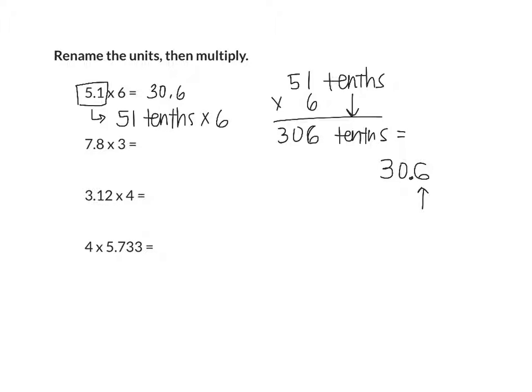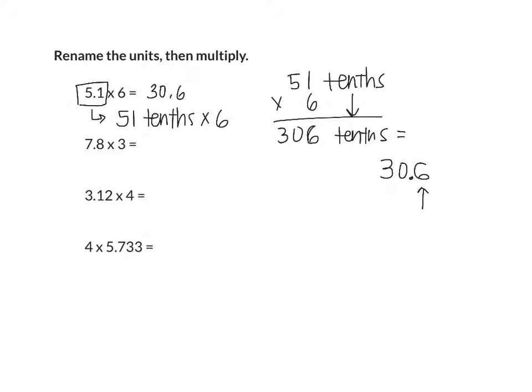Let's quickly use what we know about estimation to see if that's correct. 5.1 is pretty close to 5. 5 times 6 is? 30. So my answer should be close to 30. Is it? Yes. See how you can double check yourself? You can rename the units to get rid of the decimal point, multiply, write it in standard form, and use estimation to check.